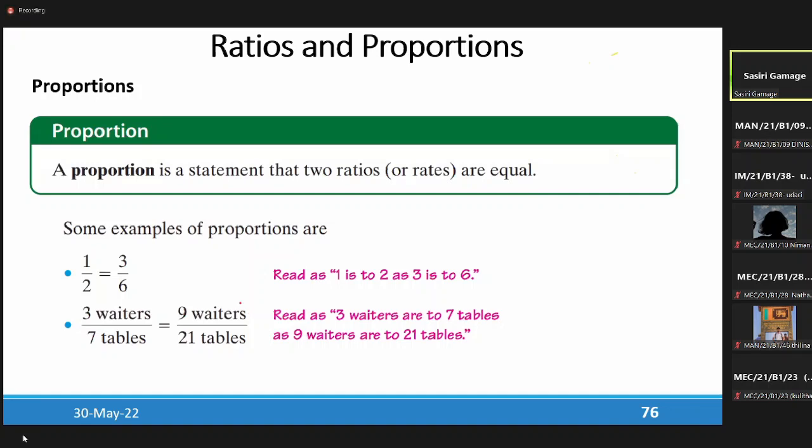As an example, here you can see 1/2 equals 3/6. Then we can read it as 1:2 as 3:6. Again, 1/2 is equal to 3/6.